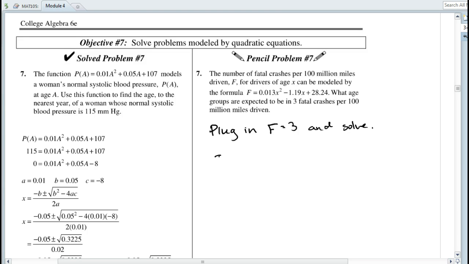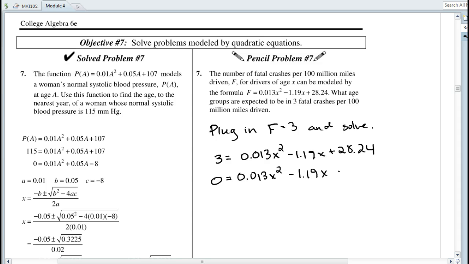So we have 3 equals 0.013x squared minus 1.19x plus 28.24. Alright, so then subtract 3 on both sides, and we'll get 0 equals 0.013x squared minus 1.19x, and then when you take away 3, you'll get 25.24. Alright, so you can do the quadratic formula from here to solve.